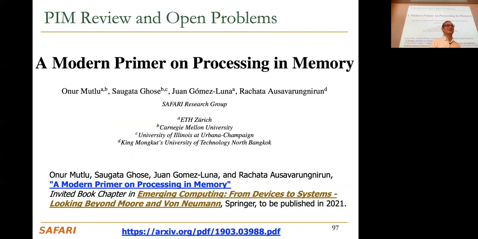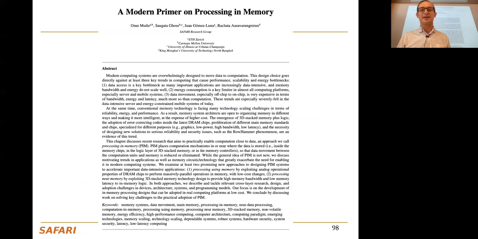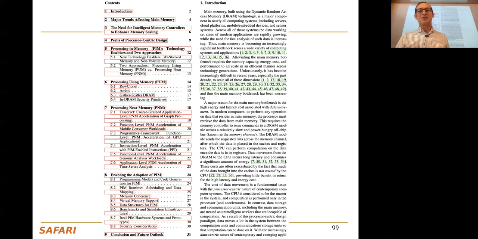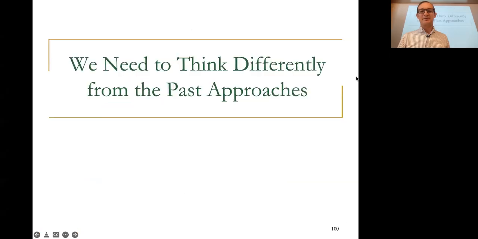I mean, RowHammer always attracts questions, and I recommend people take a look at other talks. Okay, so I'm going to give you some examples of processing in memory. If you're interested, this is a paper that covers at least the current state of the art and also a historical perspective. So I'm going to follow some of these. But I think my main message is we need to think differently from the past approaches to make them work. So we need to think a lot about the adoption issues, in my opinion, to make this work.